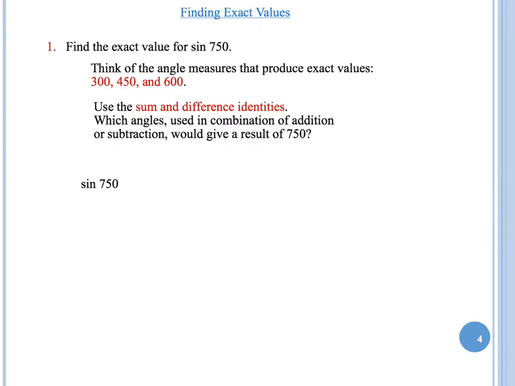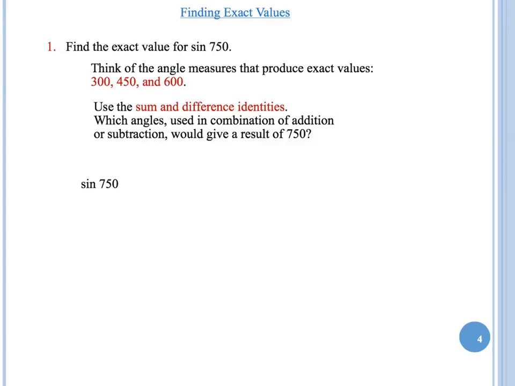And after a brief break, let's get back to finding the exact value for the sine of 75 degrees. So when you're talking about exact value, we want to find the angles where we know values from the unit circle. So we're thinking 30, 45, 60, maybe 90 if we need larger values. And we're trying to find ways to add or subtract to get to 75.